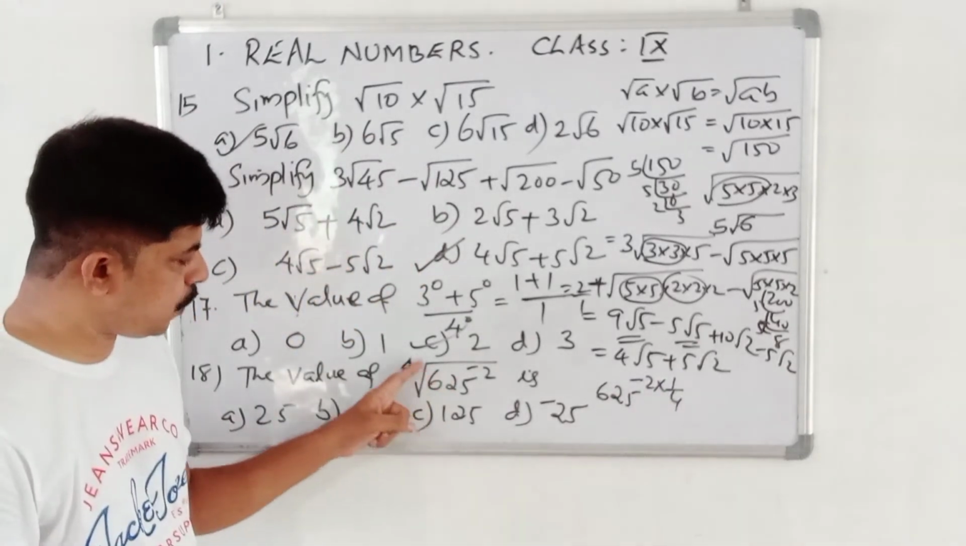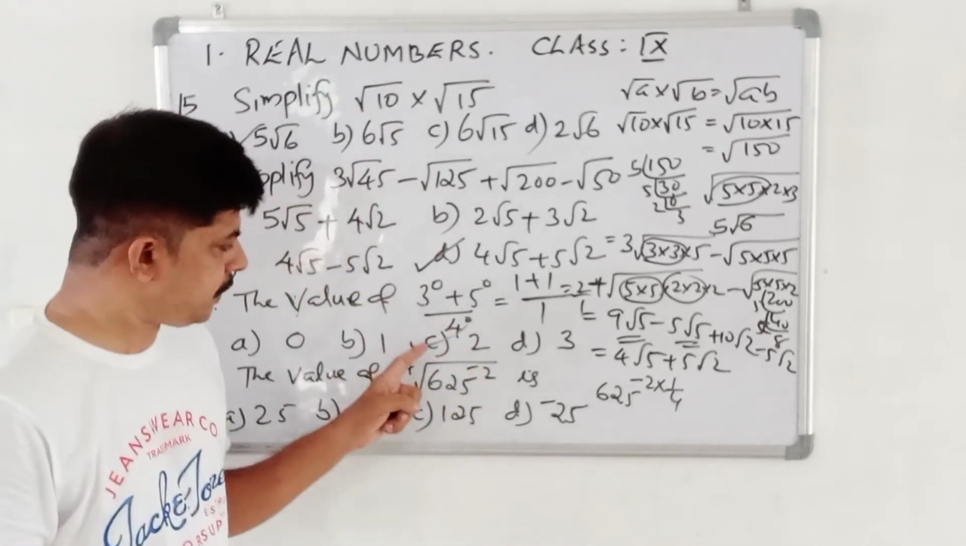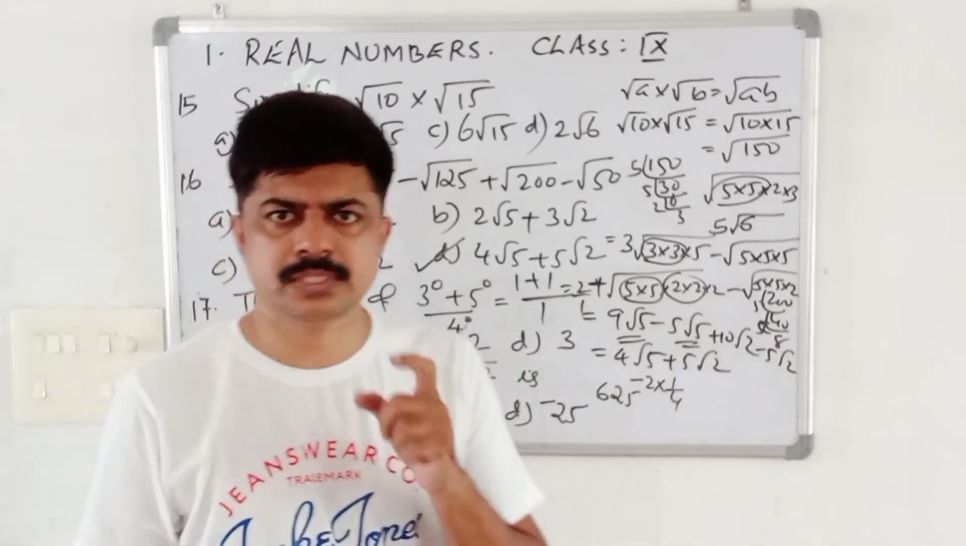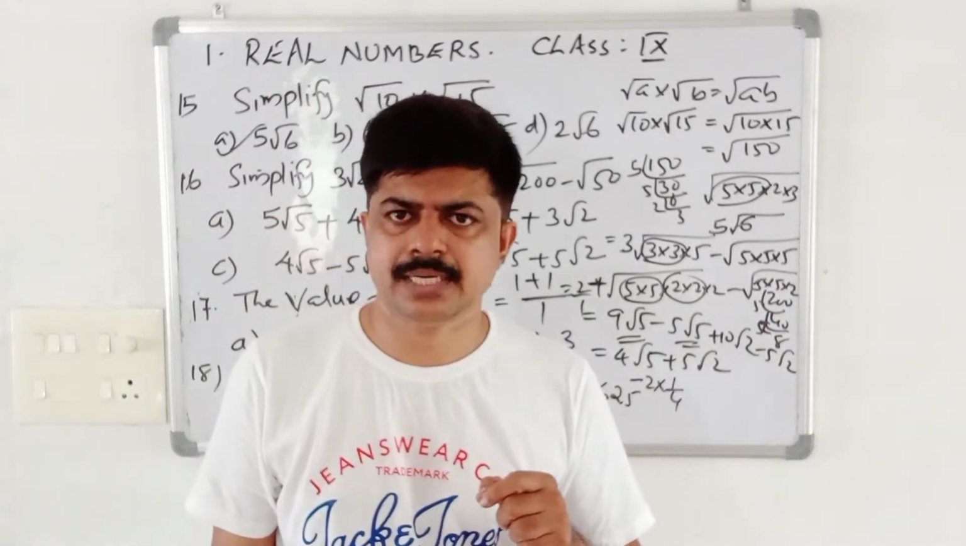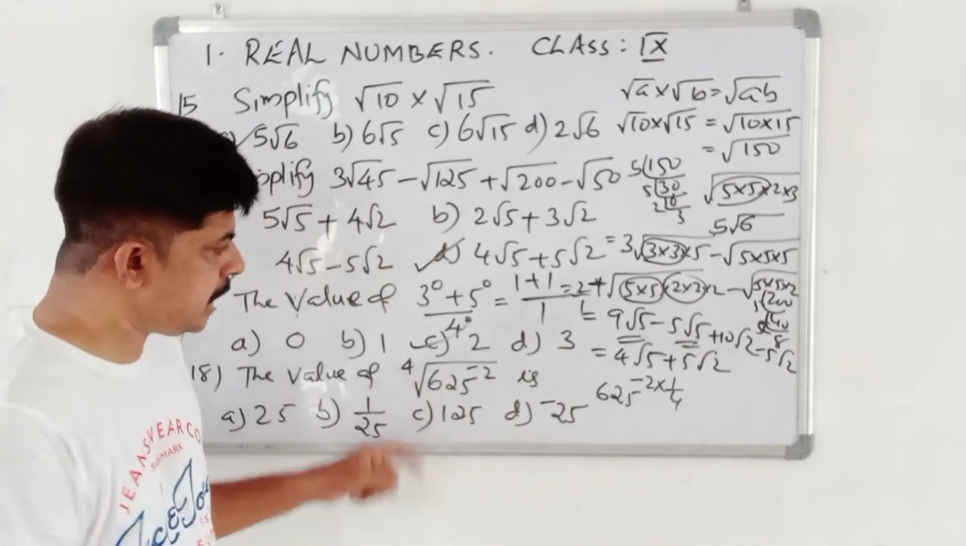This 4 is called the index. Fourth root does not mean that power; this 4 is the index. In the square root, we say 2 is the index. Cube root, what is the index? 3 is the index. Here we have the fourth root, so 4 is the index. Now this can be cut.